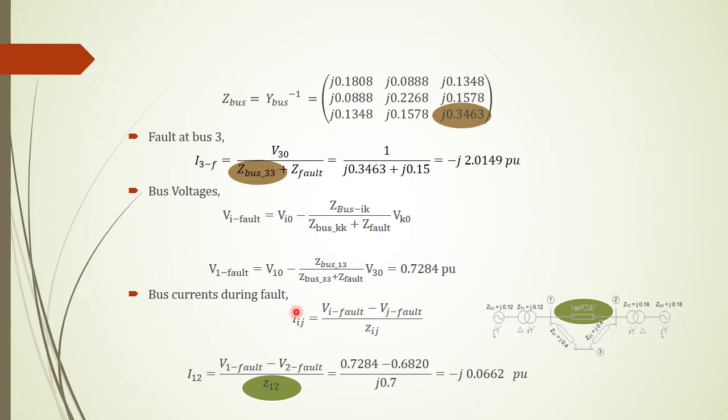And after that, we can obtain the branch currents during the fault using the formula given before. For example, the current between bus 1 and bus 2 during the fault is given as the voltage at bus 1 minus the voltage at bus 2 during the fault, everything over Z12. Notice that this Z12 comes from the circuit, not from the matrix. It is from here. And in this case, I12 equals minus j 0.0662 pu.